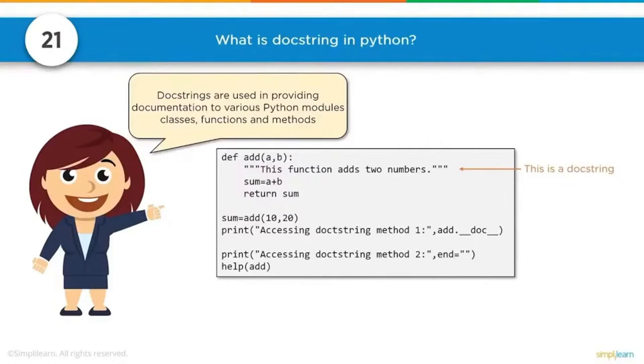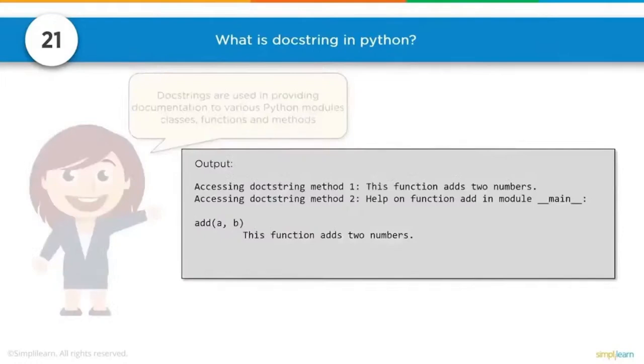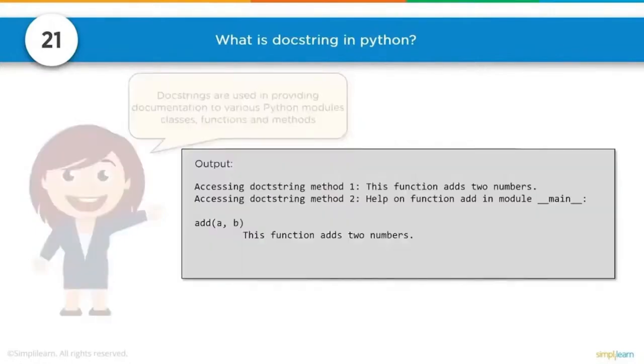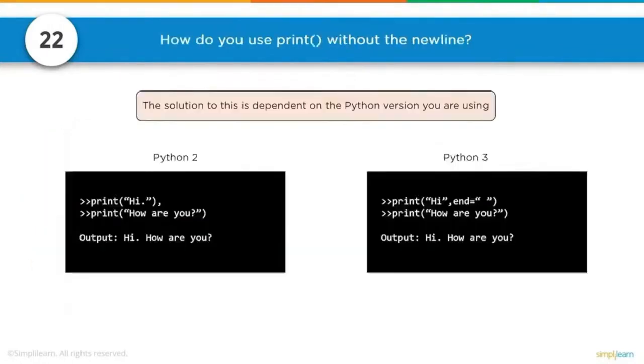And so we have down here 2 different ways of accessing this docstring. Output: accessing docstring method 1, this function adds 2 numbers. Accessing docstring method 2, help on function add in module main. This function adds 2 numbers. And so you can see the code down here has 2 very different end values. The second one is basically a help menu. There's our help menu.